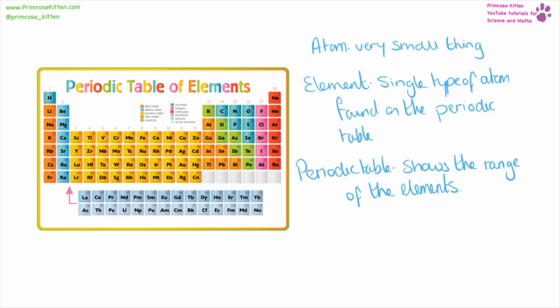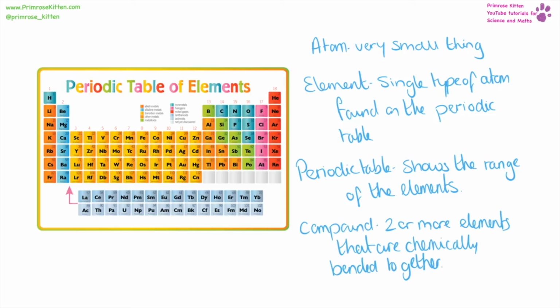Here we have our wonderful, beautiful periodic table. It is a list of all the elements which are known to exist. Elements are a single type of atom. An atom's a very, very small thing. The word atom is actually Greek for uncuttable. And when they named them, they thought it was the smallest thing possible. The periodic table tells us loads of information about the elements, the range of elements that are known to exist. There are still loads yet to be discovered.